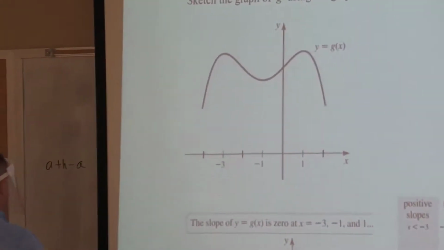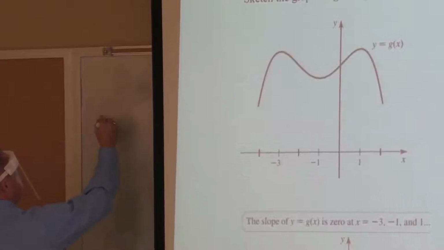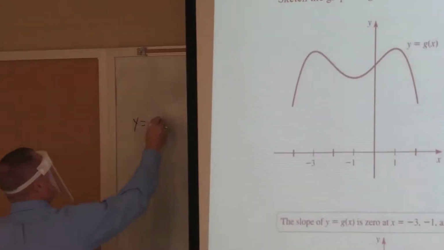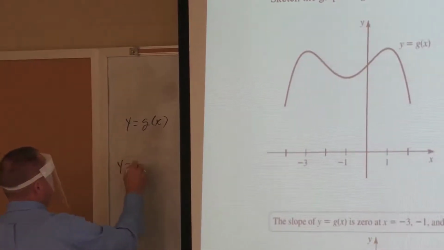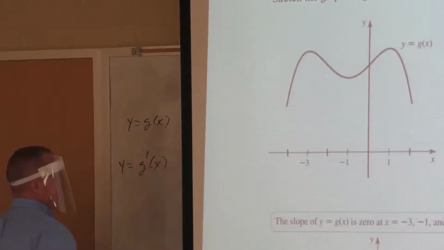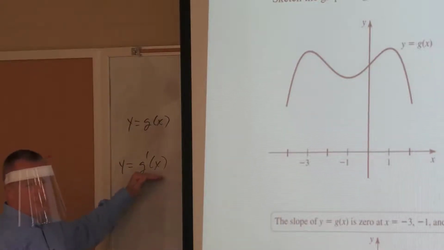Okay, so like here I've just got g of x. All right, y is equal to g of x. Okay, I'm going to also graph on there y is equal to g prime of x. Okay, so what is g prime of x? What is that?